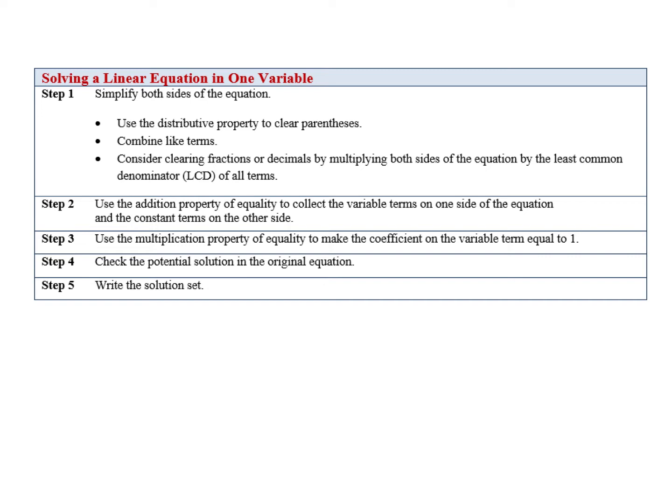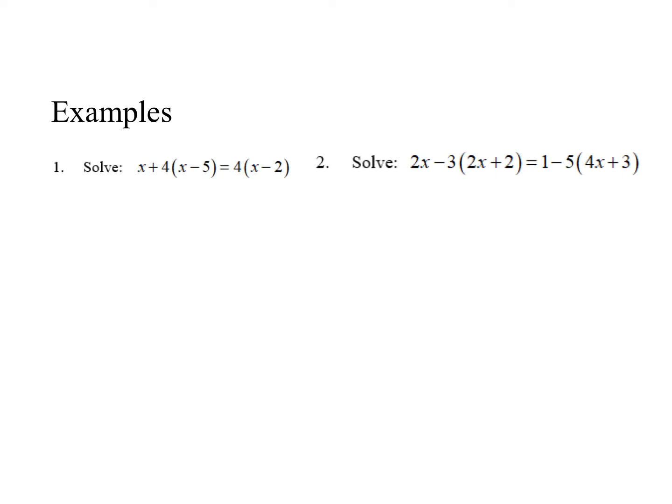Once you've done that, then you can move on to steps 2, 3, 4, and 5, which is basically collect your variable terms on one side, your constants on the other, then use your multiplication property so that your variable term has a coefficient equal to 1, and then you can go back and check to make sure that your answer is correct by going back to the original equation, and then you can write your solution set. So let's start with some examples.